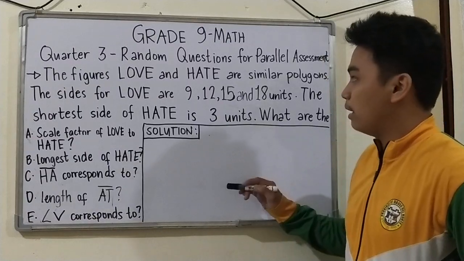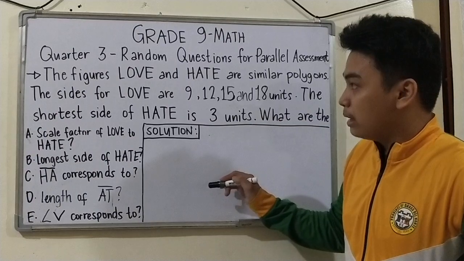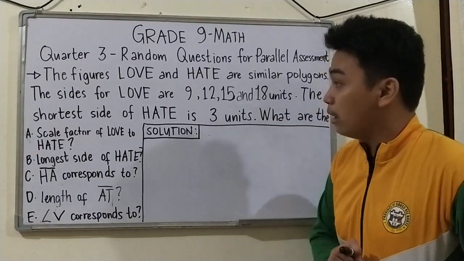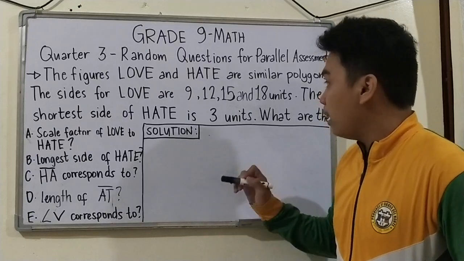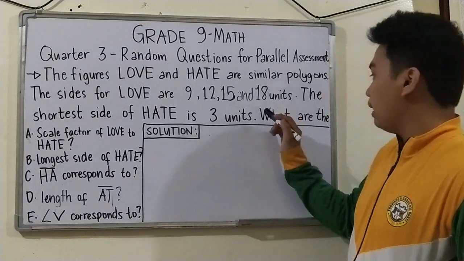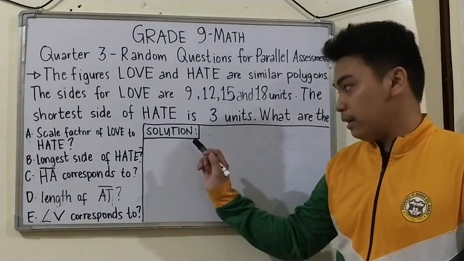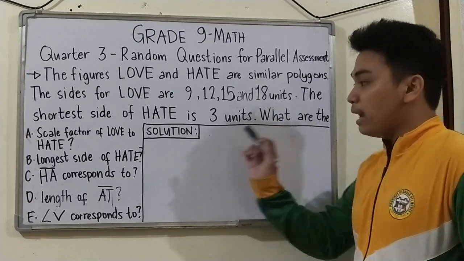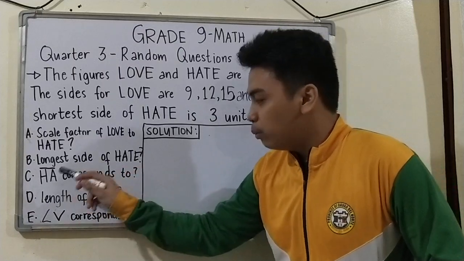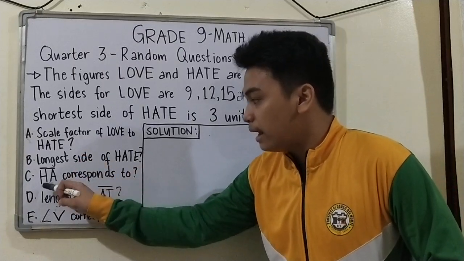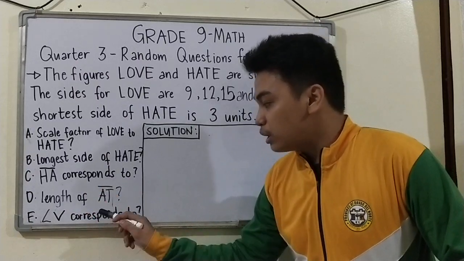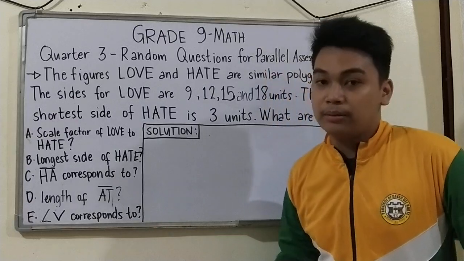Our topic for today is all about the grade 9 mathematics quarter 3 random questions for parallel assessments. Our question for today is: the figures love and hate are similar polygons. The sides for love are 9, 12, 15, and 18 units. The shortest side of hate is 3 units. What is the scale factor of love to hate? What is the longest side of hate, and which side does the side HA correspond to? What is the length of side AT, and which angle does the angle V correspond to?